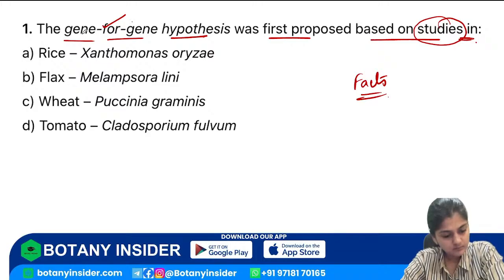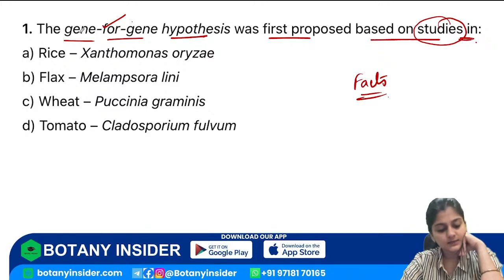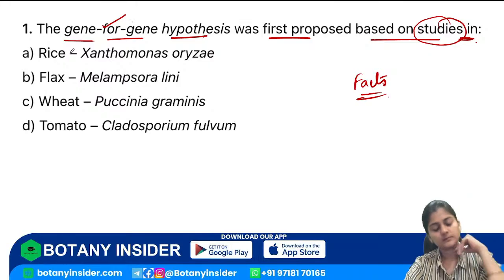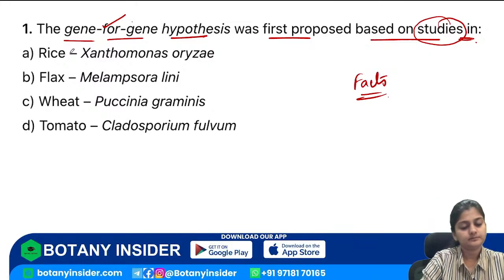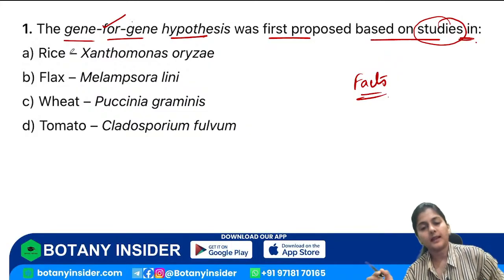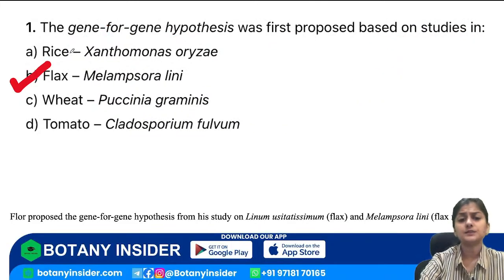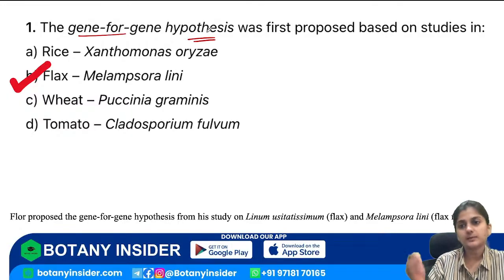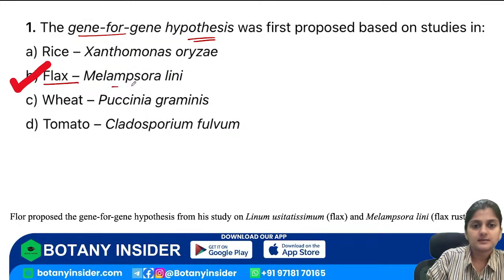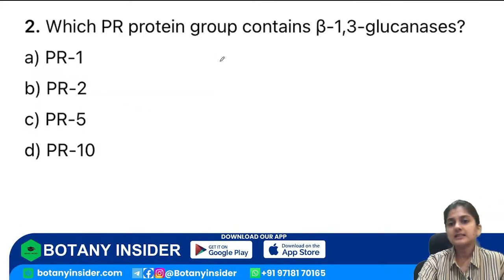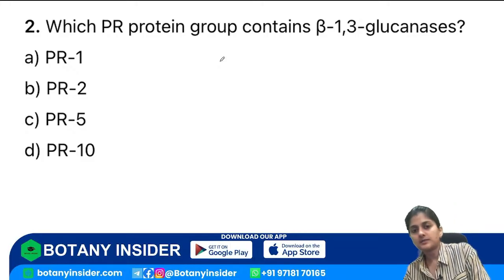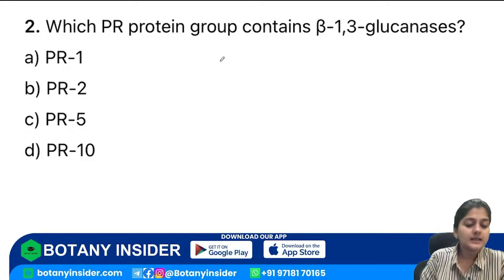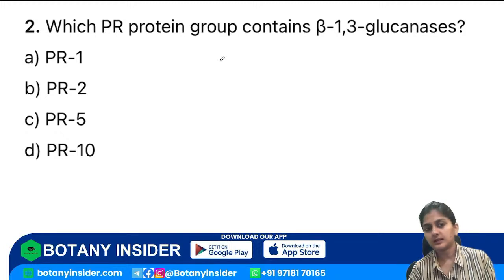Okay, none of you have marked it. The answer for this is option number 2. The gene for gene hypothesis was first proposed based upon the studies in flax. These types of questions are the ones that are asked, and if you think the questions would be from simple areas, no, the questions will be from these tricky areas only.